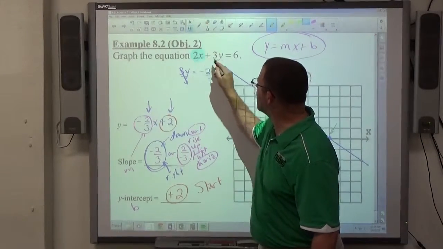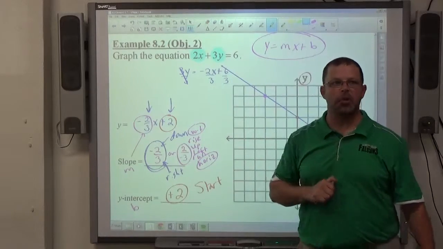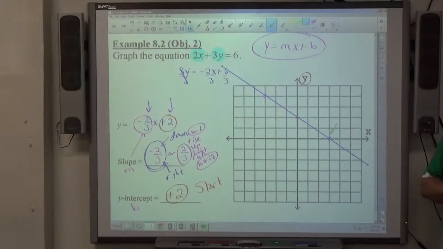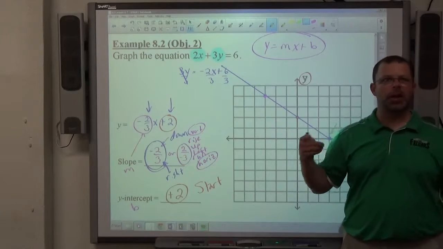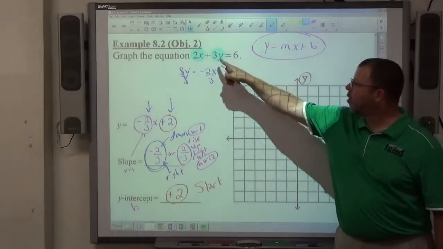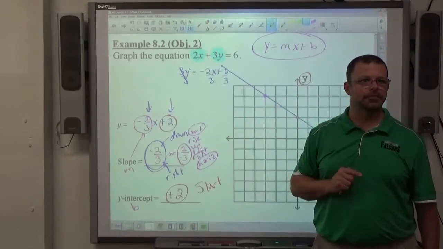If x is to the first power and y is to the first power, they're not being multiplied together. There's no other powers showing. Once powers start happening, x squareds and y squareds, curves start happening. Once x's and y's are being multiplied together, curves start happening. Only x to the first and y to the first make a line.